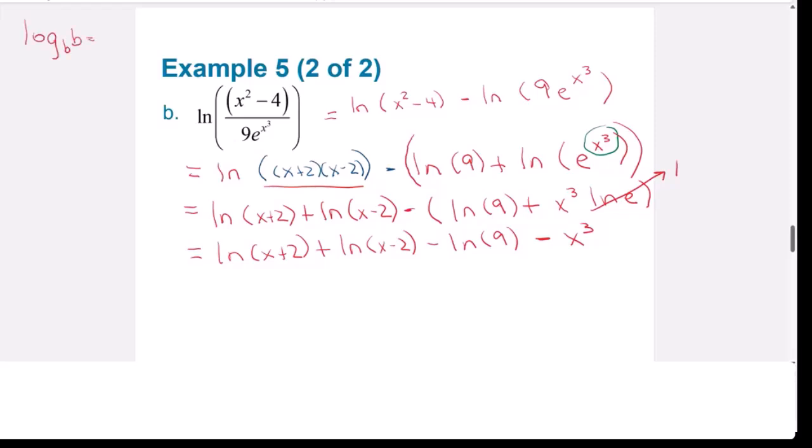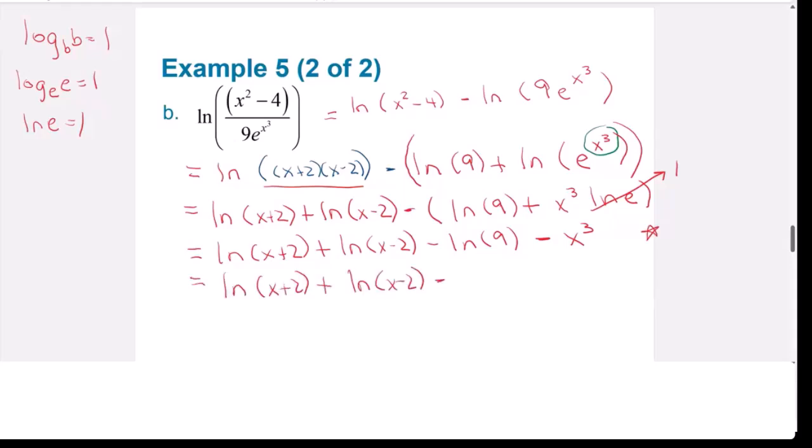If the base and the argument are the same, it's always 1. Log base e of e is 1, which means ln of e is 1. There's really nothing more to do. Remember, I don't have a sum rule, so I can't change the x plus 2 and x minus 2.